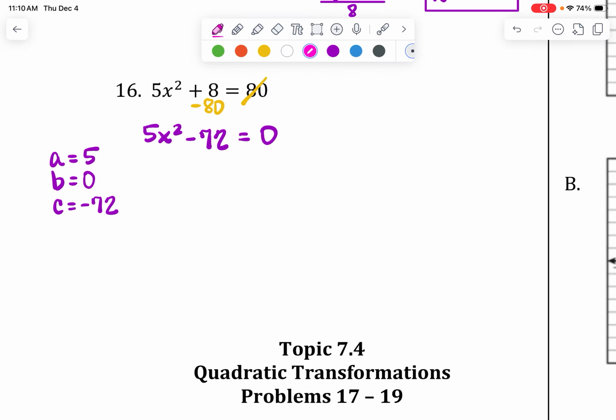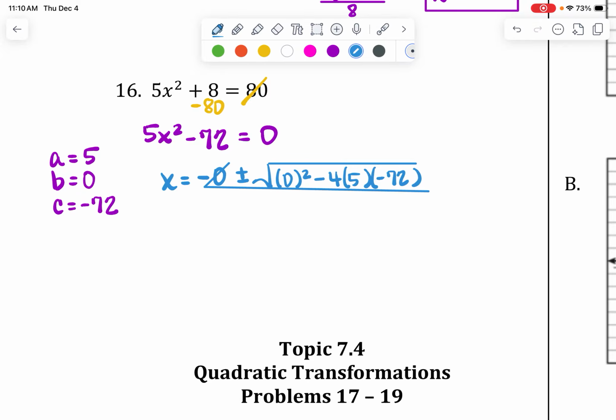All right, now that I have my numbers, I'm going to throw them into my quadratic formula. x equals -b, which is 0. Technically, you can just cross that off. We don't even need that, because if I plus or minus 0 from anything, it's just gone. Square root of b squared, so 0 squared, minus 4 times 5 times -72. These are big numbers. All over 2 times 5.